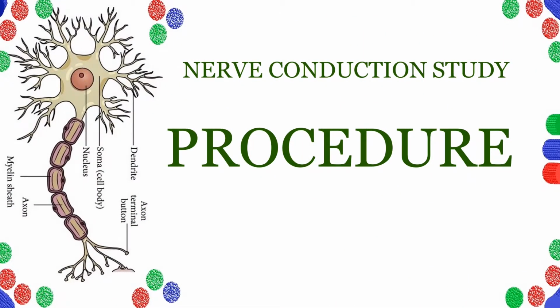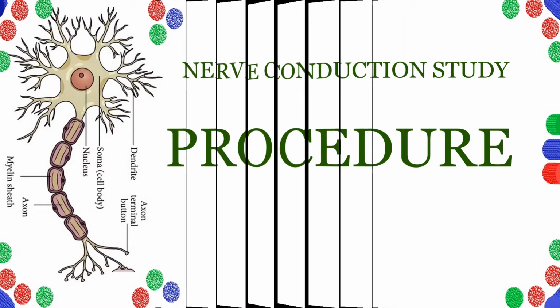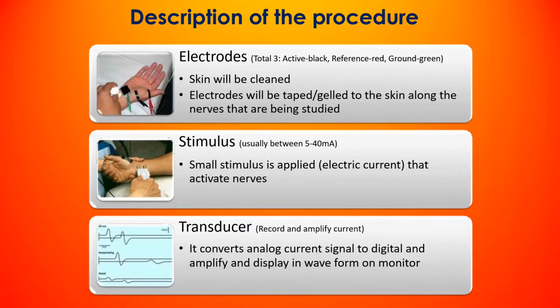Now let's see what the procedure is to conduct the nerve conduction study. Let's move to the next slide. So basically there are three components of nerve conduction studies. One is the set of electrodes, then there is a stimulating electrode, and last there is a transducer. There are three sets of electrodes which are used.